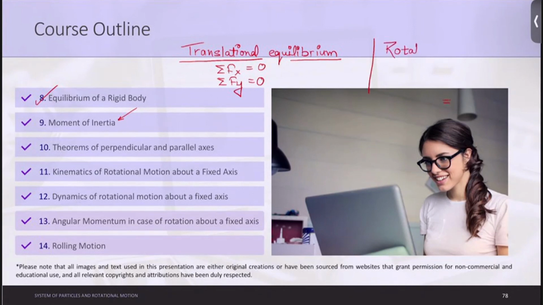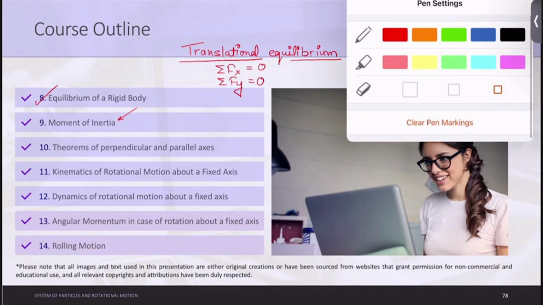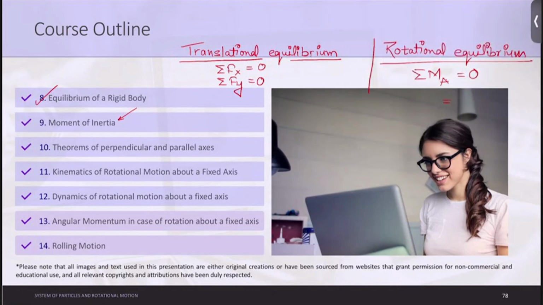For rotational equilibrium, we can basically say that the summation of all the moments about any point, let's say I write it as some point A, should be equal to 0. I hope this concept is clear to you, as in how we are trying to do the equilibrium of a rigid body.